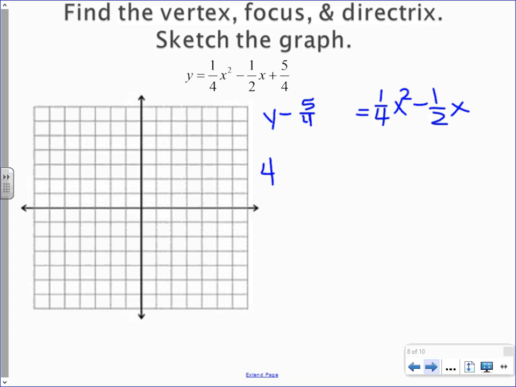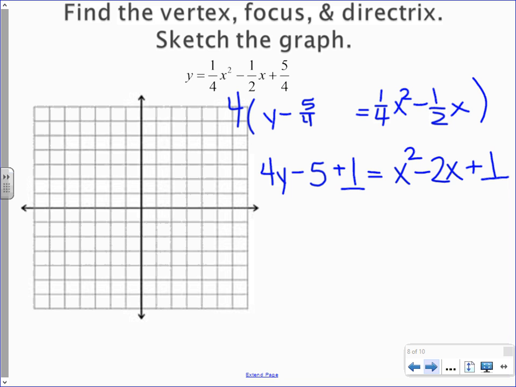All right, so 4y minus 5 equals x squared minus 2x because we multiplied everything by 4. It makes it a little nicer, right? Now, I know over there we added a number and subtracted it to the same side. What number completes our square? Okay. If we are going to add it to one side, we can also add it to the other side.